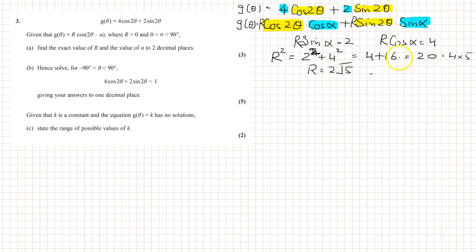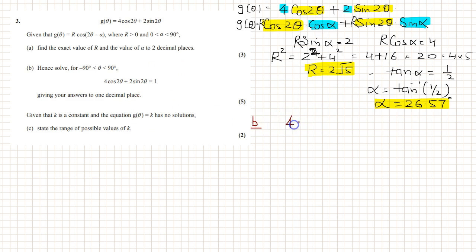And if we divide sine alpha over cos alpha, so R cancels, so tan alpha is equal to half. So alpha will be tan inverse half. So alpha up to 2 places of decimal is 26.565, so 26.57. So the value of R is 2 root 5 and the value of alpha is 26.57 degrees.